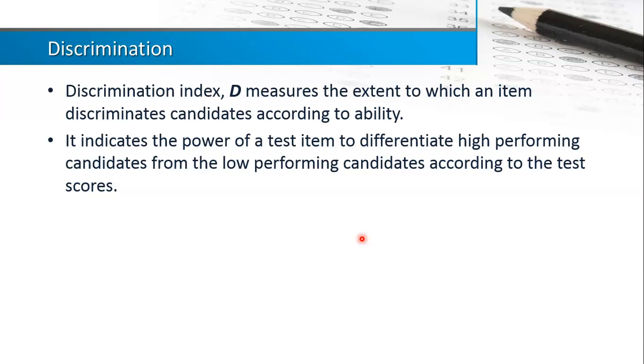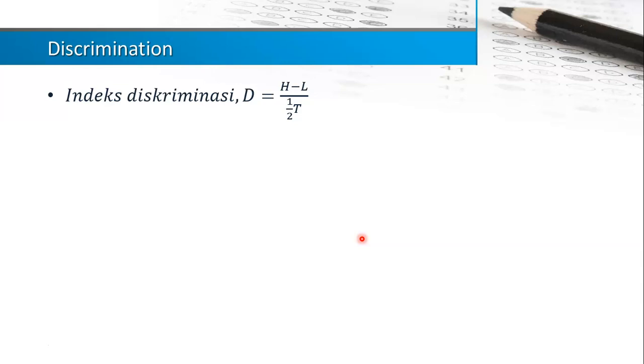Okay, so the discrimination index indicates the power of the test to differentiate between high-performing students and low-performing students or candidates according to the test score. The formula is like this: H, the high group number of students, minus L, divided by half of T, where the group size is equal, maybe H or L.